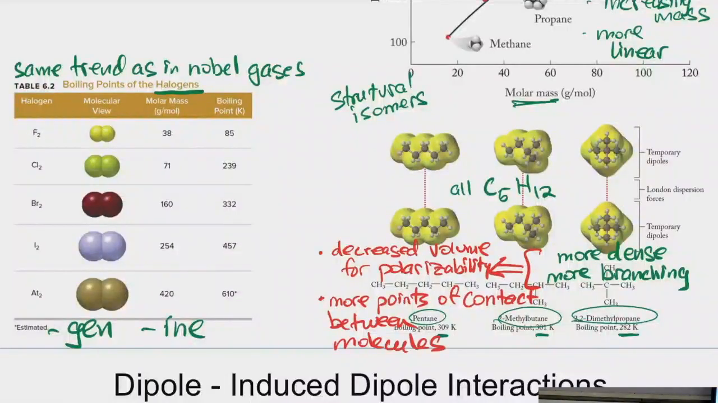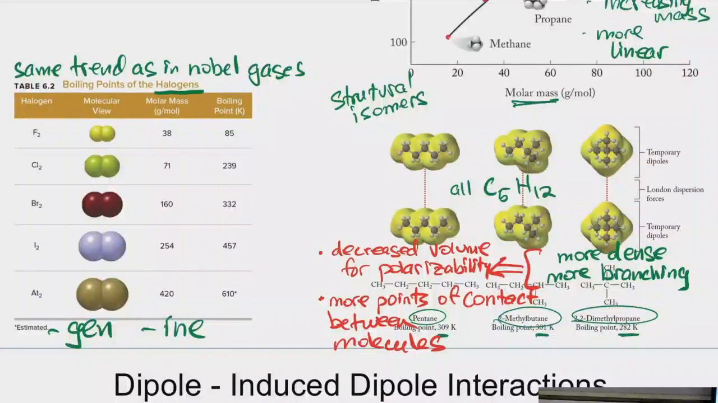Okay, so basically the polarizability gets greater as we go from right to left. All right? Because as we get more linear, we get more polarizability because the volume is increasing over which that distortion can take place. And if you look at the dotted line connecting the two, we have more points of contact along the surface area of both molecules for them to interact more.